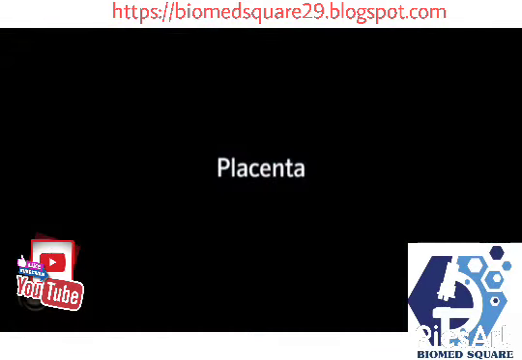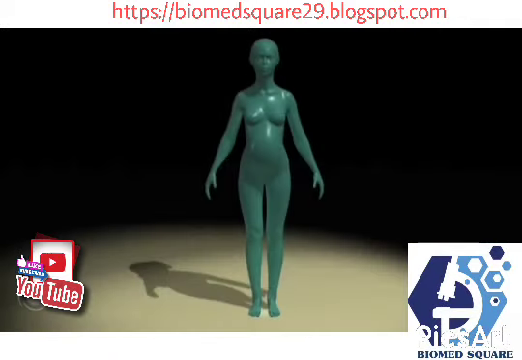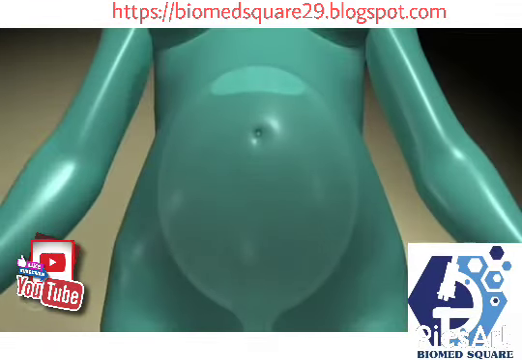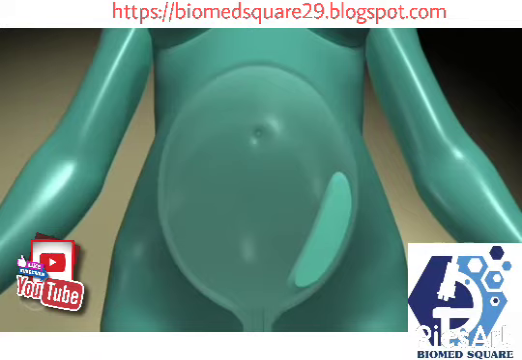Placenta. The placenta can be located in the upper part or the lower part of the uterus in an anterior or posterior position. A placenta inserted in the lower segment of the uterus is regarded as low or as a placenta previa if close, reaching or covering the cervix.